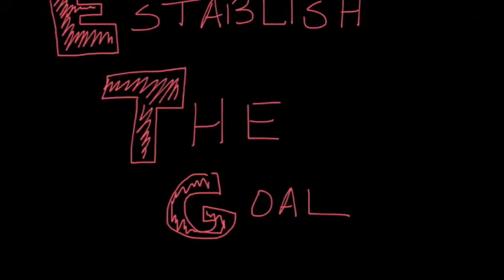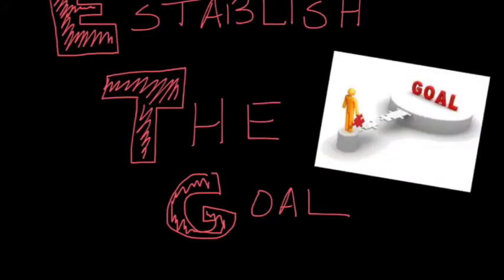Number 1, establish the goal. First, with your team member, you must define and agree the goal or outcome to be achieved. You should help your team member define a goal that is specific, measurable, and realistic. In doing this, it is useful to ask questions like, how will you know that you have achieved this goal? And also, how will you know that the problem is solved?